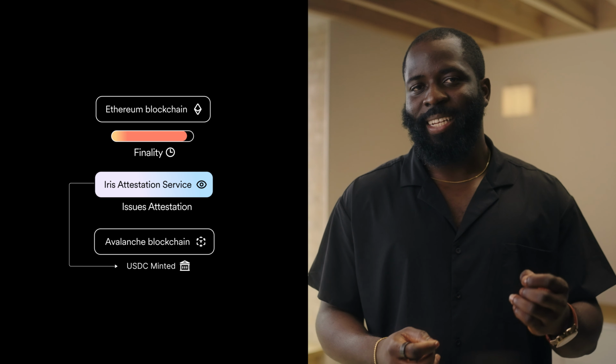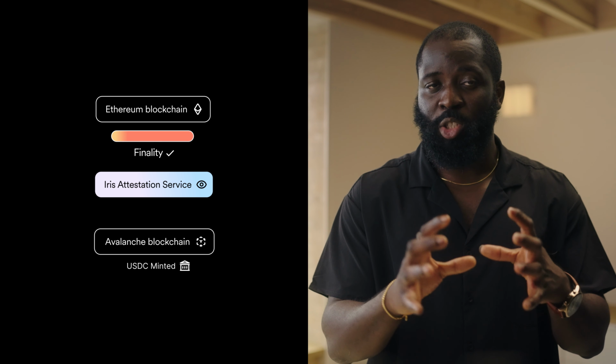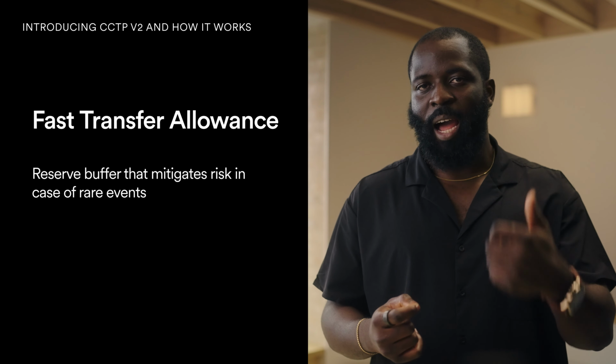From Bob and Alice's perspective, if we forgot, Alice is the developer of a multi-chain wallet application. The transfer completes in a few seconds. This is what we mean by faster than finality. The system doesn't magically break the laws of blockchain physics, but it cleverly walks ahead of finality while still keeping safeguards in place. Second, Fast Transfer Allowance.